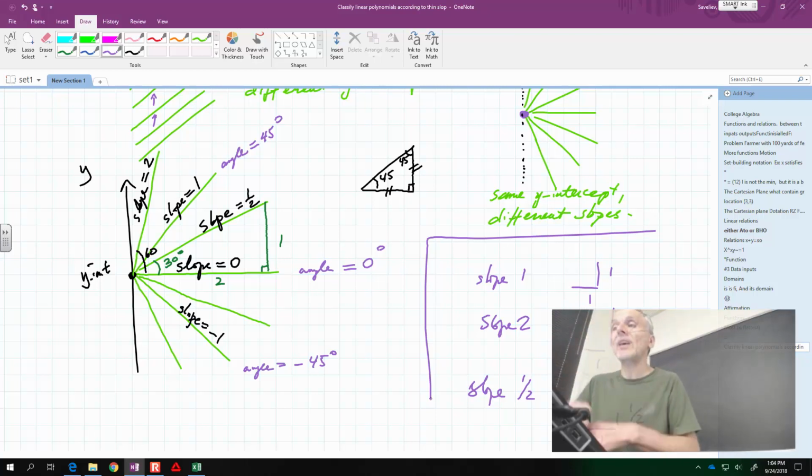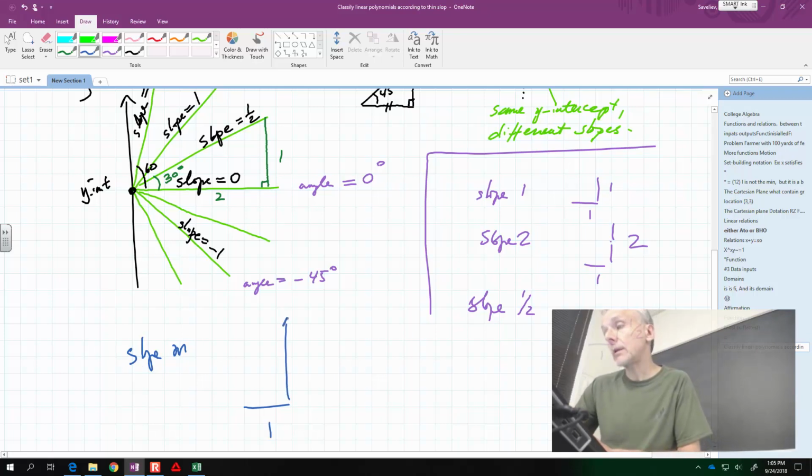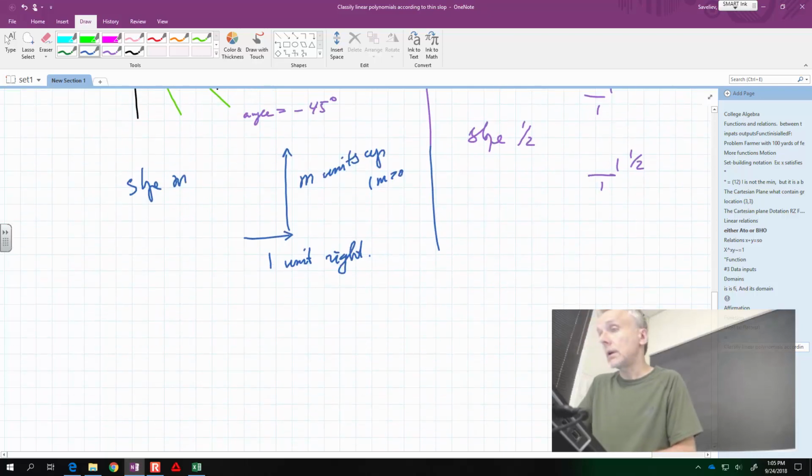So if the slope is m, any number, it means that every time it's the same story. You can always imagine yourself following a slope of m: 1 unit to the right and m units up. Of course, if it is a negative number, m units up means that many units go down. So here m is positive, and the exact same idea applies.